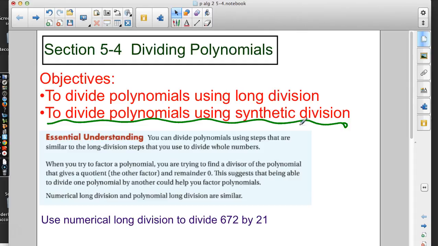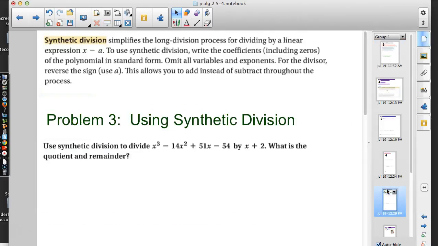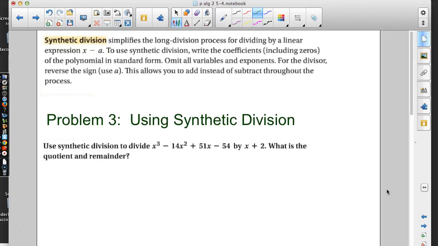So where we were at was right at the top of a page that started with synthetic division. Right here. Simplifies that long division process. Definitely simplifies the long division process for dividing by a linear expression. So here's a highlighted piece right here. Dividing by a linear expression x minus a. So what does that tell us? We can't use it for everything.